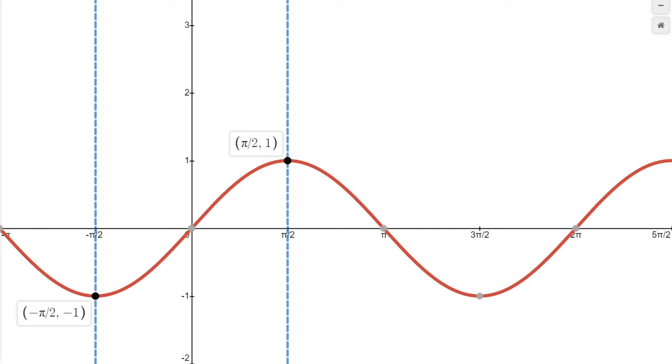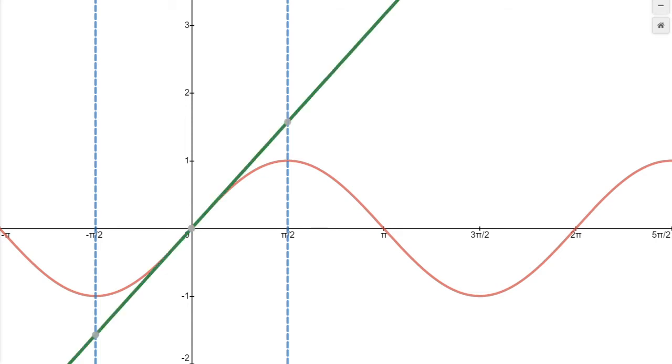How do we get from a function to its inverse? Well, we reflect in the line y equals x. This line here. What does that do to our coordinates? If you don't remember, go back and watch the video on inverse functions, that should explain it. What happens is the coordinates swap over.